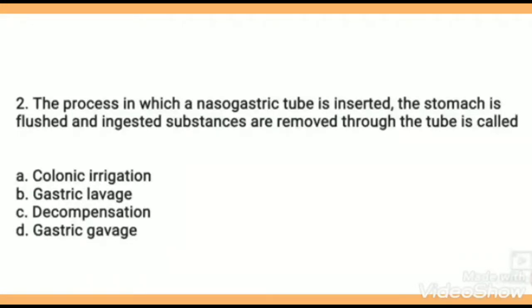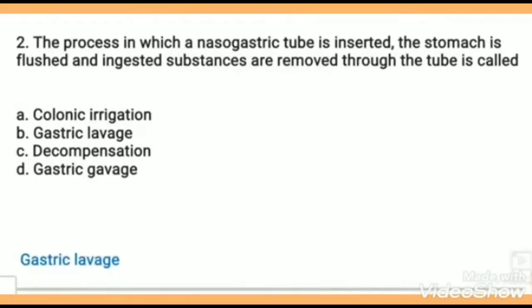So, the correct answer: the process in which a nasogastric tube is inserted, the stomach is flushed and ingested substances are removed through the tube is called gastric lavage. Gastric lavage is used frequently in the emergency treatment of upper GI hemorrhage, toxins ingestion, etc. Lavage means washing out of gastric and intestinal cavity.